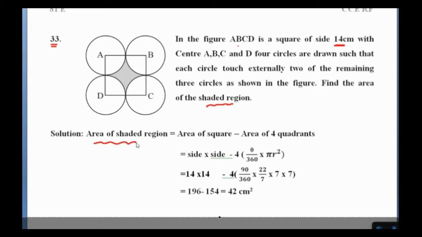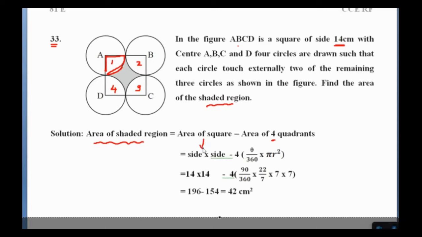To find the area of the shaded region, students, in this chapter we have to take the area of the bigger picture minus the area of the smaller pictures. In this diagram, the bigger picture is the square and the smaller picture is the quadrant. 1, 2, 3, 4. If you see properly, there are four quadrants. So the area of the shaded region is the area of the square minus the area of four quadrants. So we know this is the quadrant and we have four quadrants as shown in the picture.